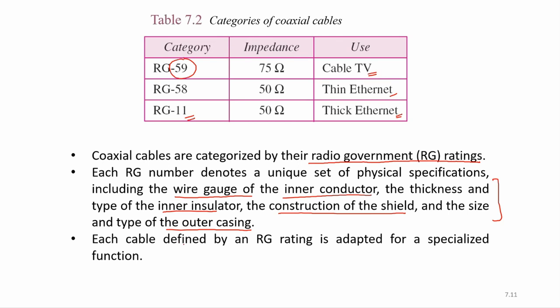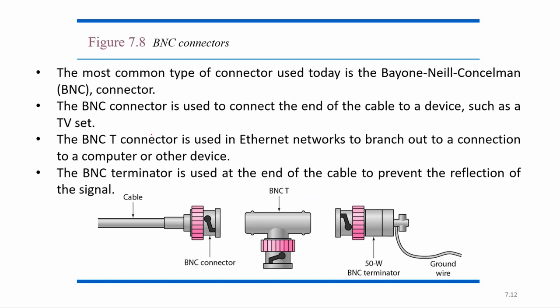So here each cable defined by an RG rating is adapted for a specialized function, meaning based on the application. If a particular application requires low impedance, then it can use RG58 or RG11 likewise. Based on the specifications, the names of the categories change, and these categories are applicable for different applications. So that is for coaxial type of cables.